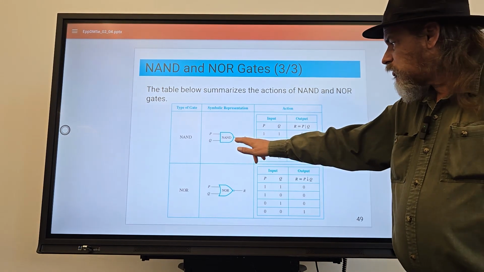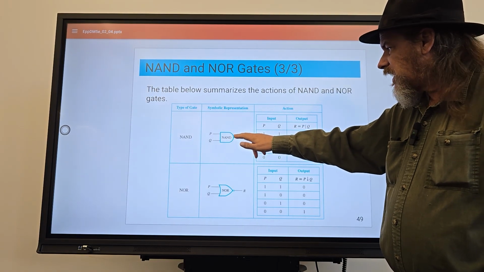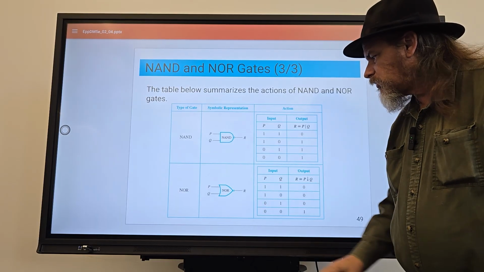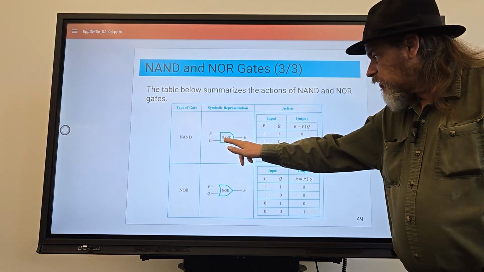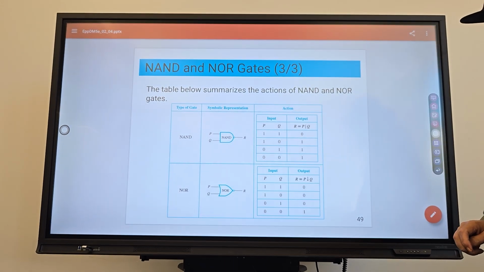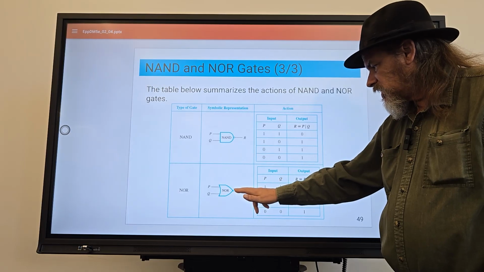Notice the NAND gate looks like an AND gate, but it has a bubble on the output, and the NOR also has that bubble on the output. That bubble means it is an inverted output. So it is an AND gate, but with an inverted output. Likewise, the NOR is an OR with an inverted output.